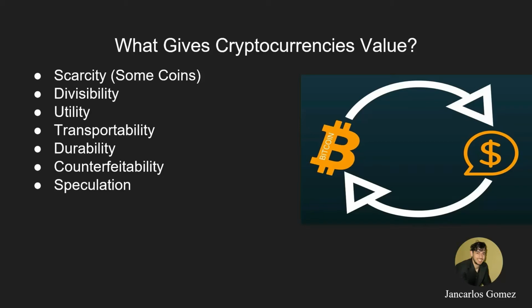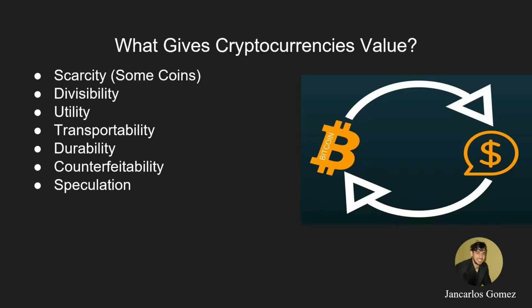Transportability. How easy is it for you to transfer the money from one place to another? Cryptocurrency makes it easy for you to transfer money anywhere you want in the world, as long as you have internet. How durable is cryptocurrency? Well, as long as you don't lose your private keys or your wallet, you can keep your cryptocurrency for a lifetime, unlike paper money, which can be easily torn or burned or damaged. Counterfeitability. It is very hard to counterfeit cryptocurrencies due to the nature of the blockchain, so it is highly valuable.